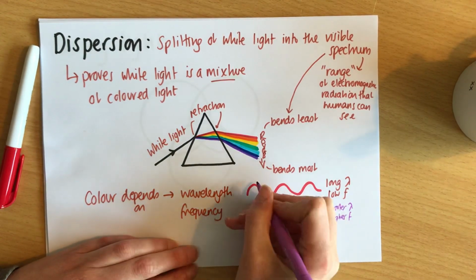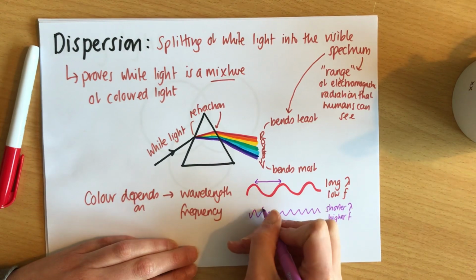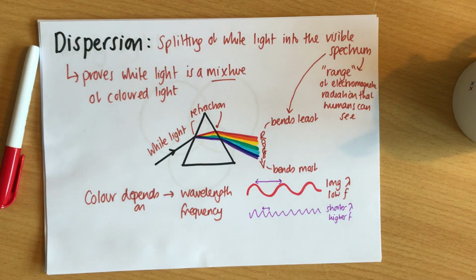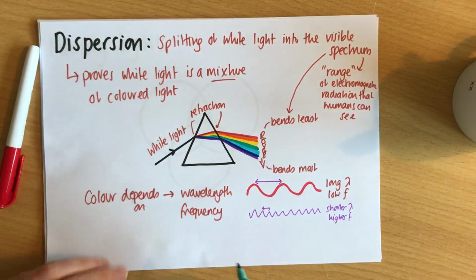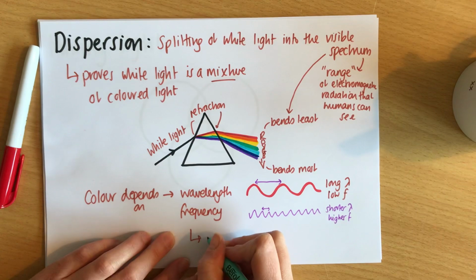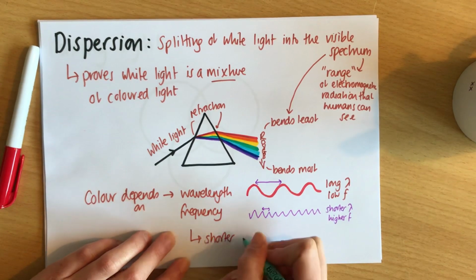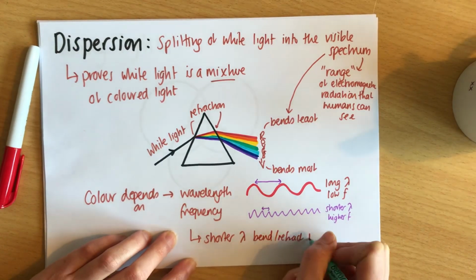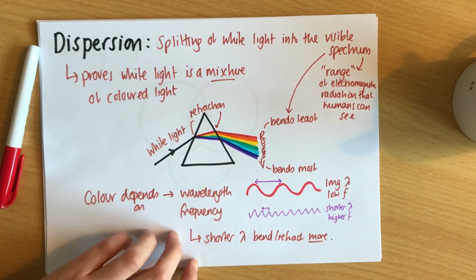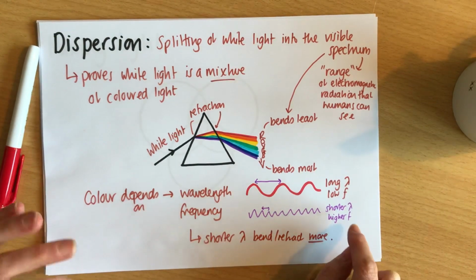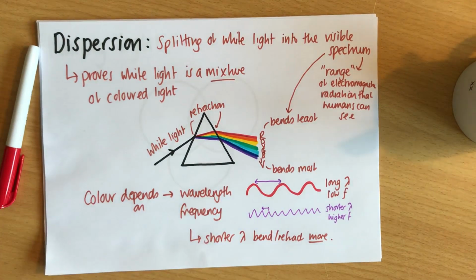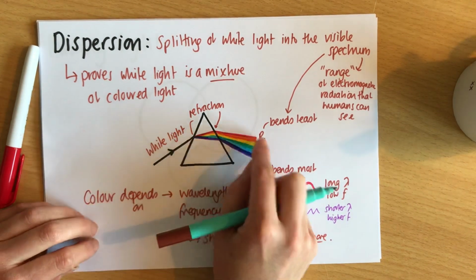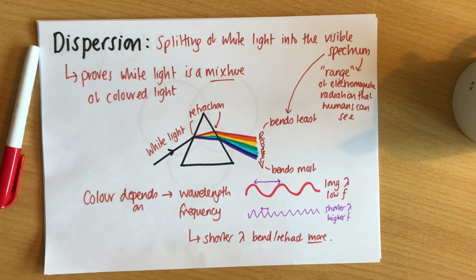So hopefully you can see here the wavelength, which is this length there, this wavelength is much shorter. And that's the reason refraction actually happens. So shorter wavelengths bend or refract more. So the violet light, because it's got a shorter wavelength and a higher frequency, it bends more than the red light, which has got a longer wavelength and a lower frequency, which bends less. And this is why we split out the spectrum as so.